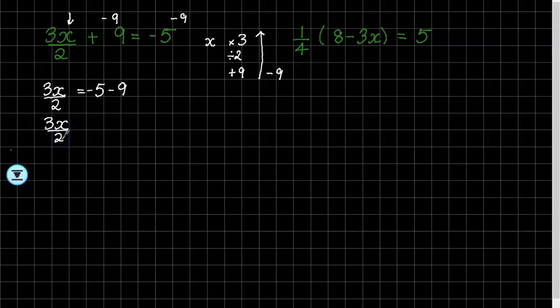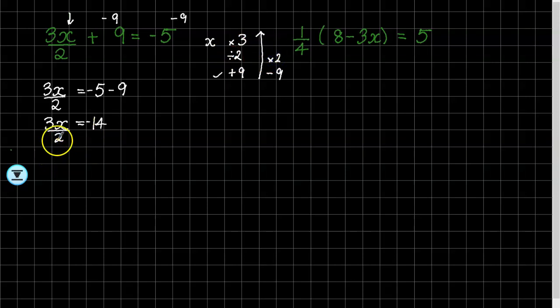Now you have to think a little bit about your negative numbers. What is minus 5 take 9? So I give 5, I give another 9, so that equals minus 14. Now, x times 3 divided by 2. The last thing we said was divide by 2, so that's the first thing we have to undo now.